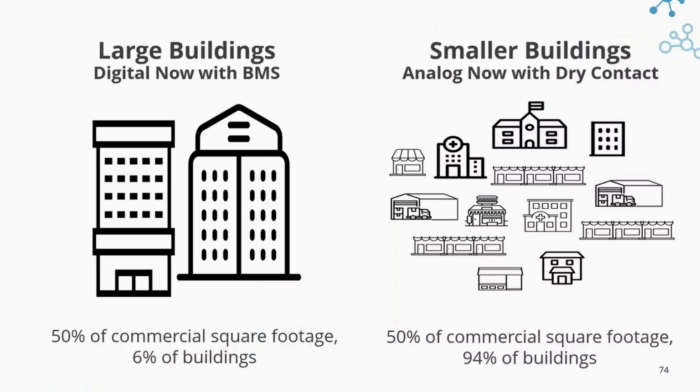Still, NLC HVAC integration sometimes occurs in smaller buildings that do not have a BMS. Today in small buildings, it's usually done with old-fashioned analog technology called dry contact, which is an analog switch that opens or closes for vacancy or occupancy.